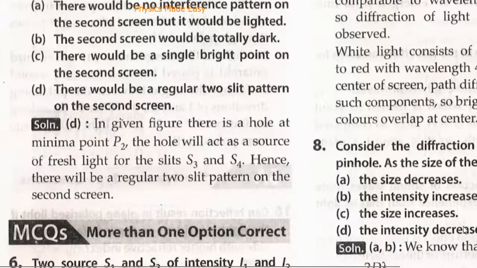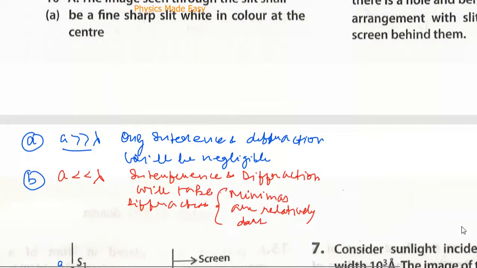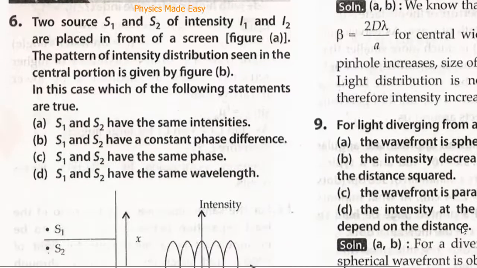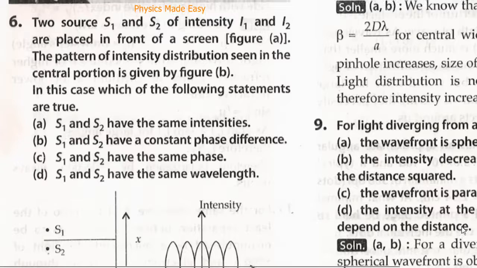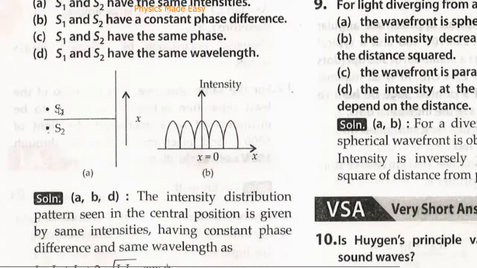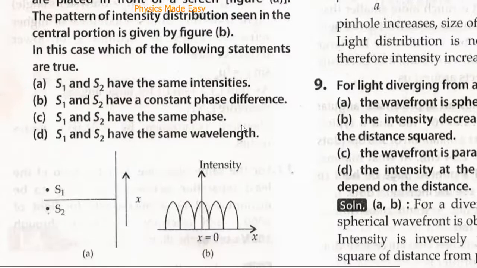And now let us deal with the next problem. Next problem is here. Now we have got problems where the answer is more than one. So this is the problem. Two sources S1 and S2. These are the two sources S1 and S2, and their intensities are I1 and I2.